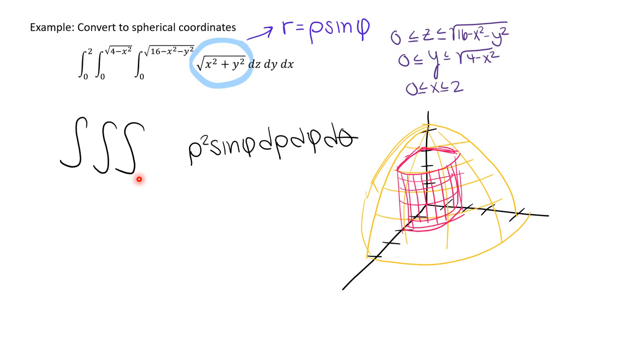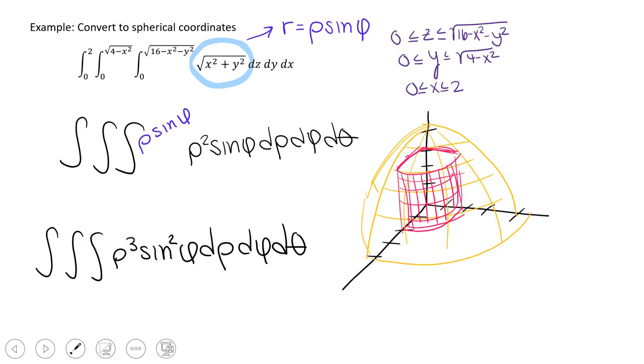If that doesn't make sense to you, or you're not convinced of that fact, you could replace the x with rho sine phi cosine theta. You could replace the y with rho sine phi sine theta. Do lots of simplification, and it should simplify all the way down to rho sine phi. So I'm putting rho sine phi into my integral. I guess that makes it rho to the third sine squared phi, and then my d rho, d phi, d theta.